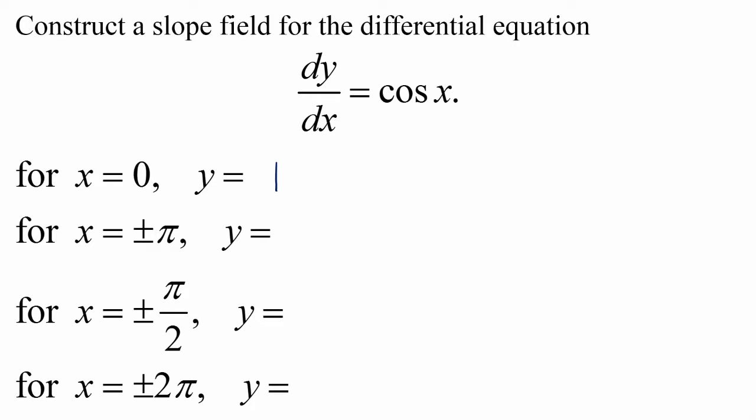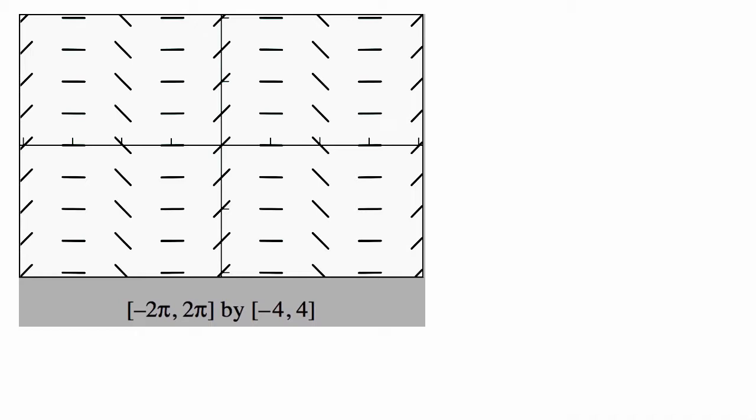For x equals plus or minus pi, we would end up with a series of tiny segments with slope -1. For x equals pi over 2 or negative pi over 2, y is equal to 0. So there we would have tiny horizontal segments with slope 0 along the lines x equals plus or minus pi over 2. At last we have x equals plus or minus 2 pi, and the slope of the tangent lines at those x values would be 1. So we would graph a series of tiny segments with slope 1 along the vertical lines x equals plus or minus 2 pi. So in doing all of that yields the following graph.